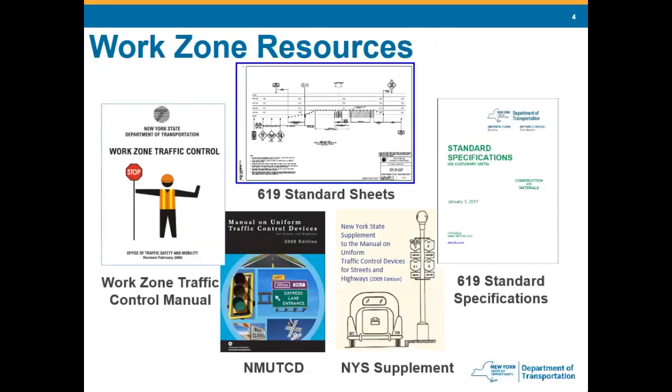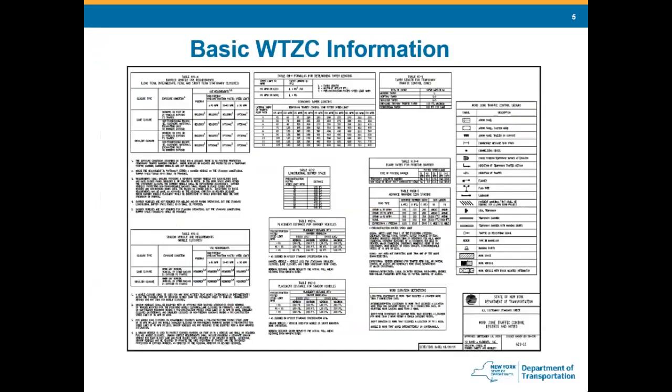Here again are some of our resources, lots of them. We'll go over these at the end. I've got some examples, and I also have a list of links so that you can get these resources. This is from the standard sheets. This is 61911. We're going to go back to this again and again and again. This is a real popular sheet. There's a lot of information on there. We're going to keep referencing it.